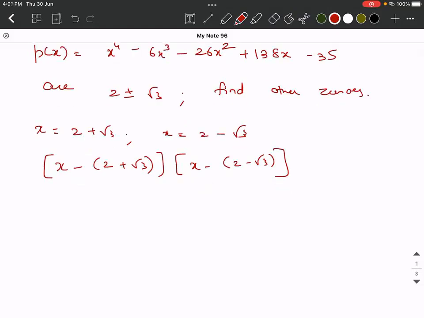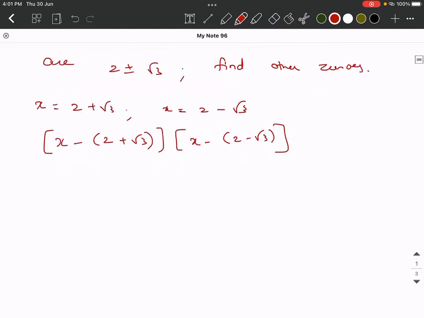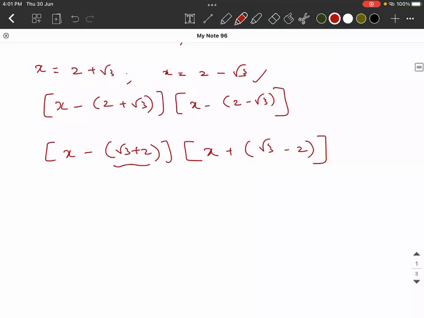So I can write it as x minus root 3 plus 2 into x plus root 3 minus 2. Can you write it like this? Did you understand what it is? I took the minus sign out of this and made it like this so that it becomes x minus a into x plus a format. So what will you have?